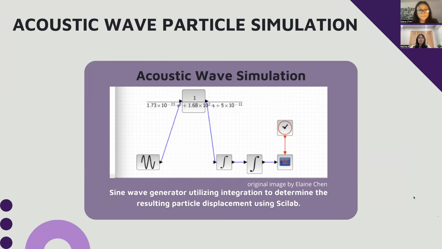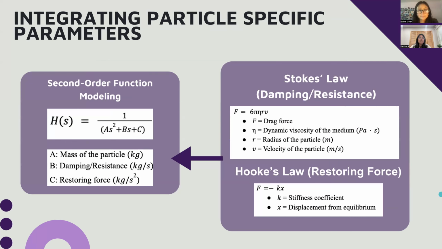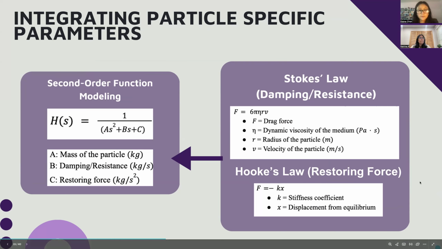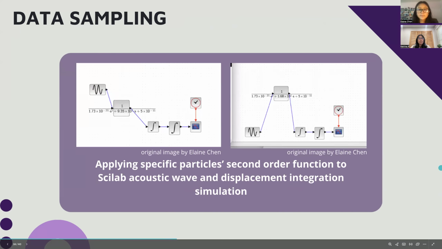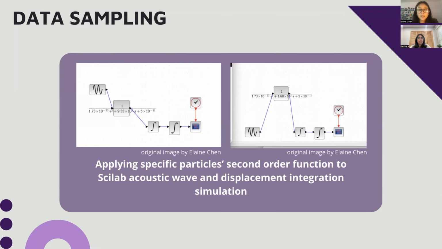And through integration, we can calculate the particle displacement over time, which helps us visualize how acoustic waves influence particle motion in air. So we modeled this displacement of different particles using the second order transfer function, where A is equal to the mass, B is the damping from Stokes's law, and C is the restoring force from Hooke's law. We implemented this equation in Scilab using block diagrams. It allows us to simulate particle behavior under acoustic influence based on their physical properties.